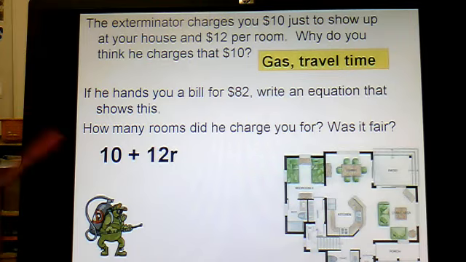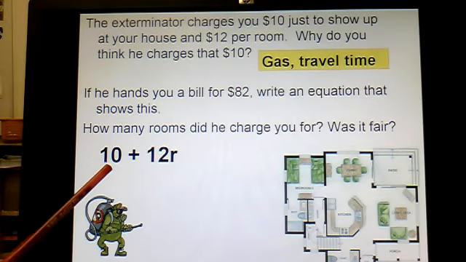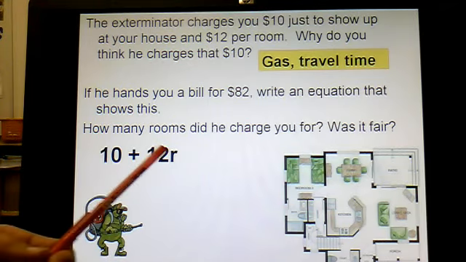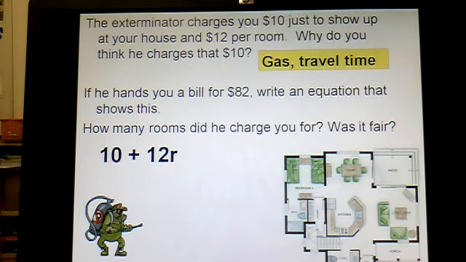Hopefully you're thinking something like this. $10 is just the initial fee plus $12 times, and I used R for the number of rooms. You could have used X on there. Certainly can use any variable you want. I used R because it kind of makes sense on there. That has to be equal to 82. That's the equation you're solving.